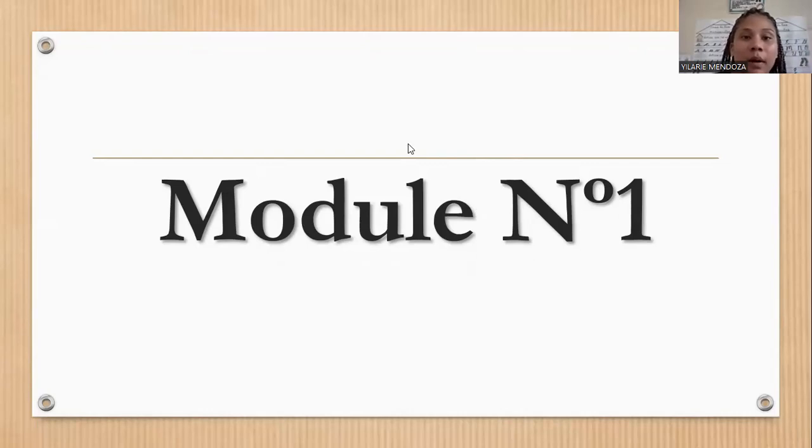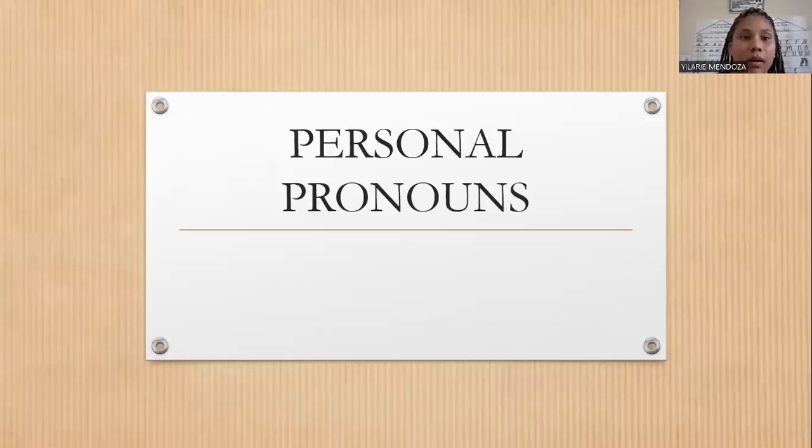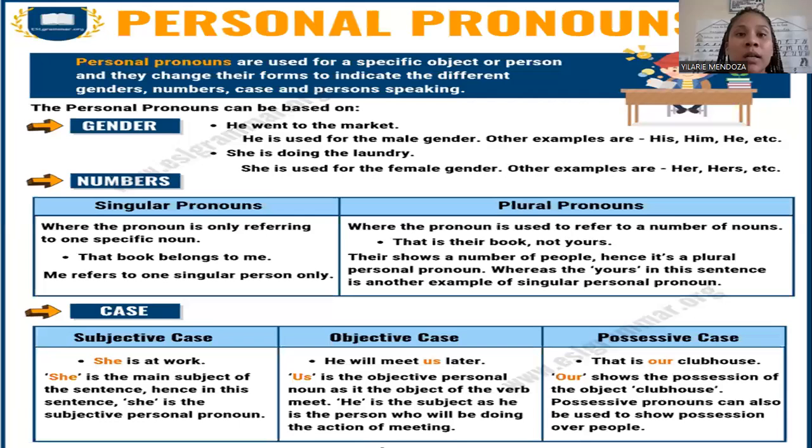Module number 1 is personal pronouns. Personal pronouns use a specific form for a person, and their shape or form indicates the different units: number, case, and person speaking.